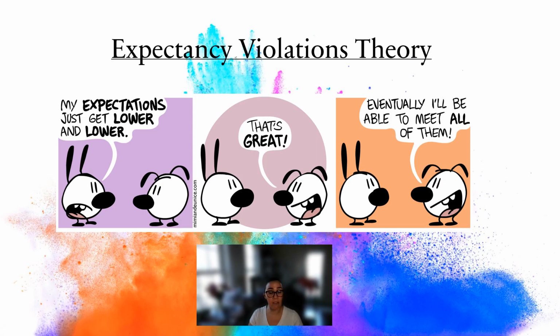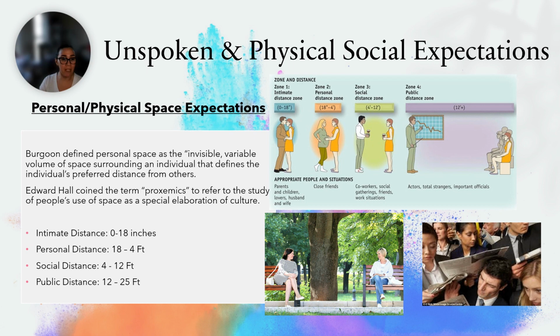Now, outside of that theory, we also have this theory called expectancy violations theory, and I found this little comic. I thought it was cute. "My expectations just got lower and lower." "That's great. Well, eventually I'll be able to meet all of them." I mean, the joke is, and you'll come to find out, that expectations in themselves are very complicated. And I say that because we have a lot of unspoken expectations that are a social norm. So let me go a little further into this.